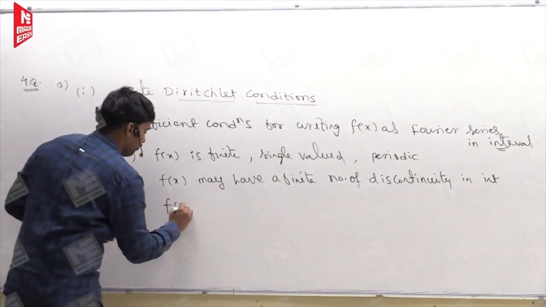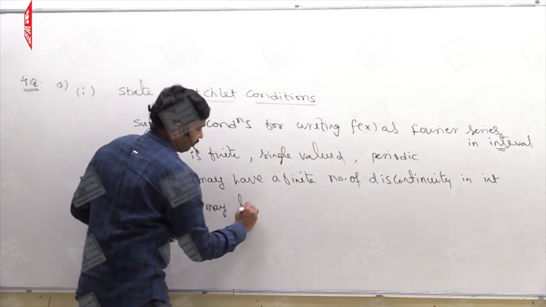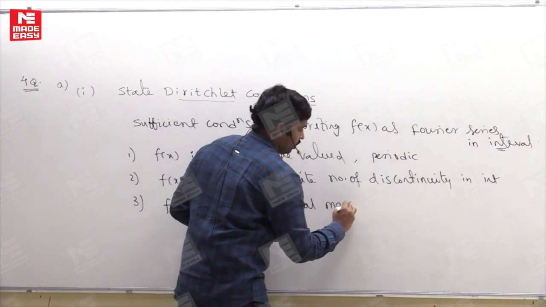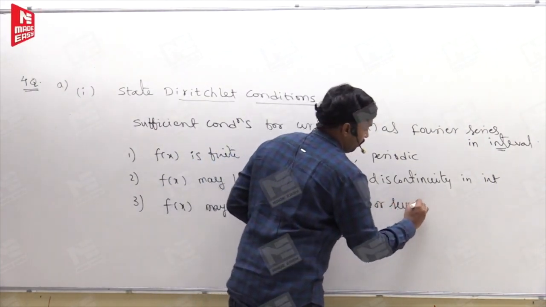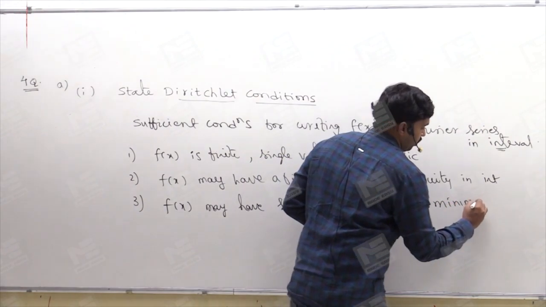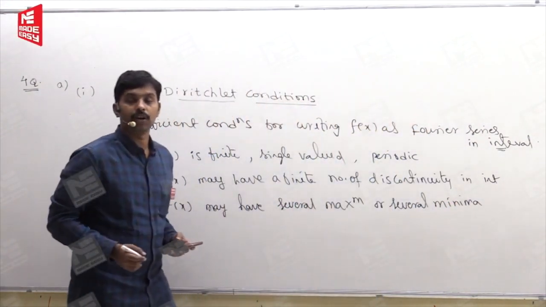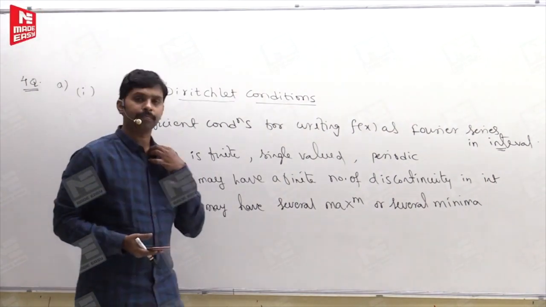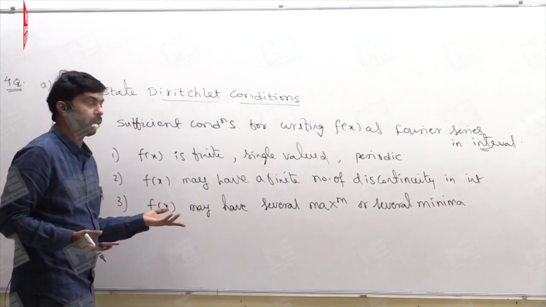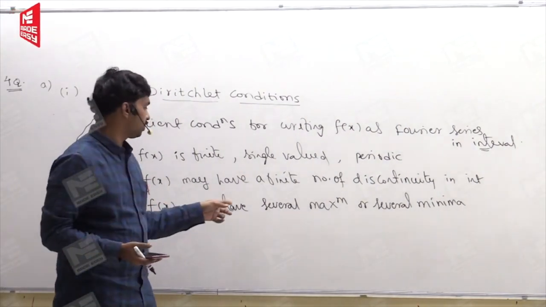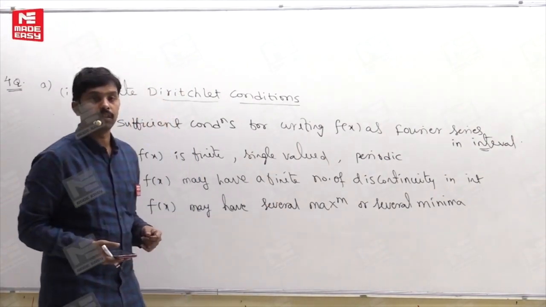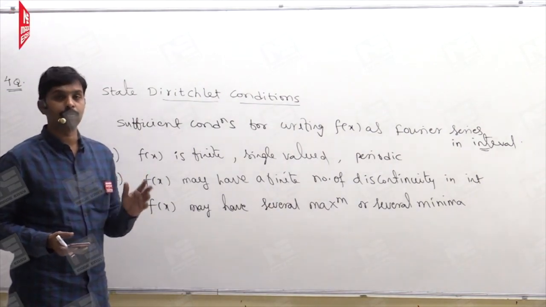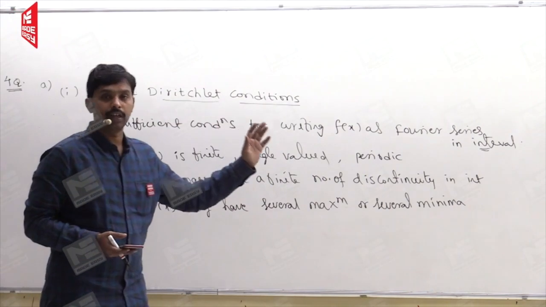And the third one is that f of x may have several maxima and several minima. In a sawtooth wave also, you can see several maxima and several minima, and the function can still have a Fourier series in this case. So these are the Dirichlet conditions, which are called sufficient conditions for the function f of x to be written as a Fourier series within the given interval.